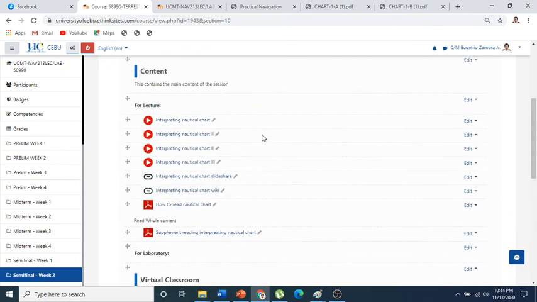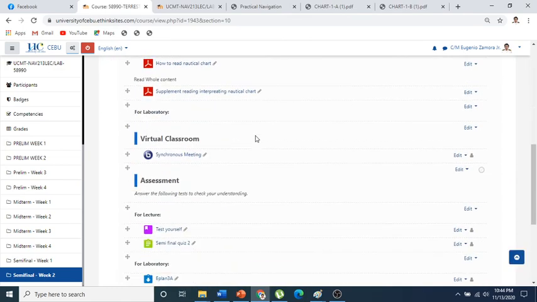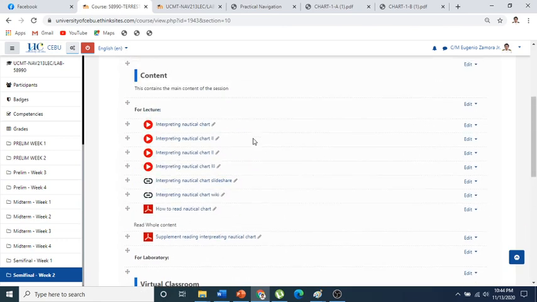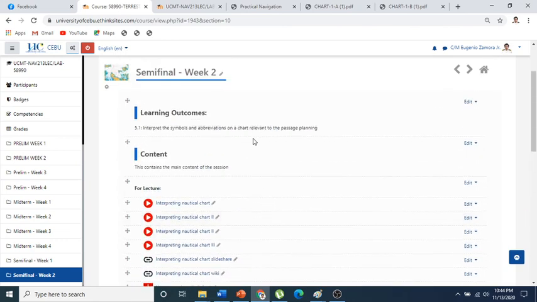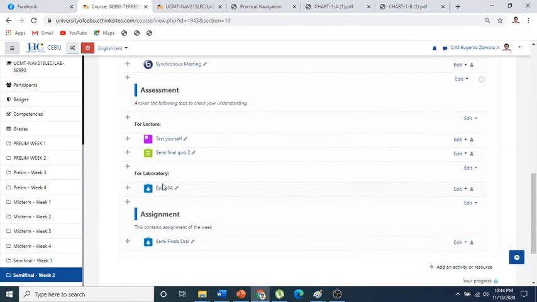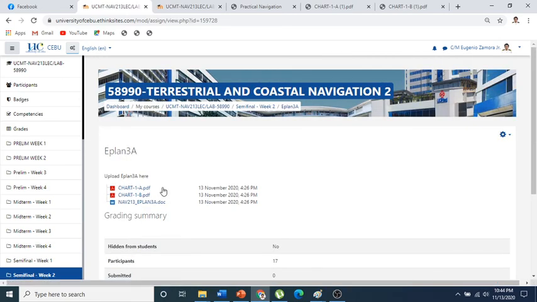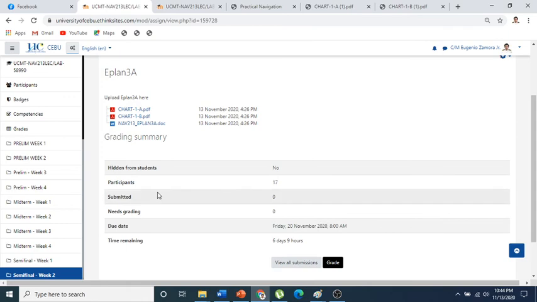Today we are going to be discussing Eplan 3a. You can find this in your Moodle, specifically semifinal week 2. Here is Eplan 3a. This time all the materials are here, the Eplan and all the charts that you're going to be needing.